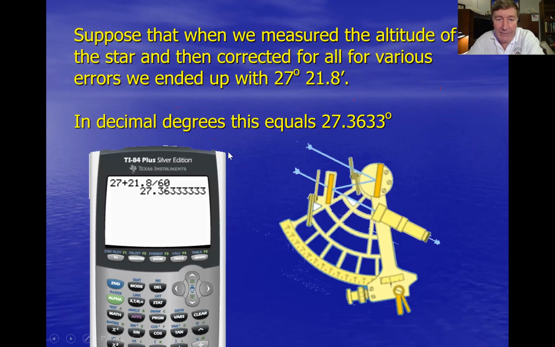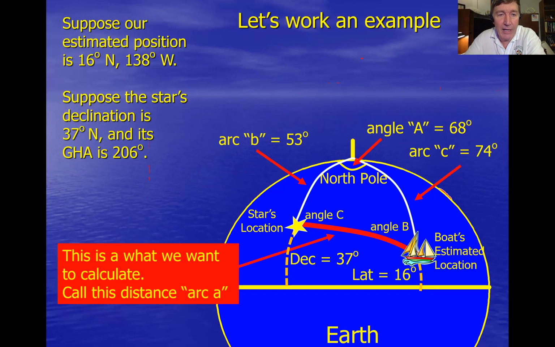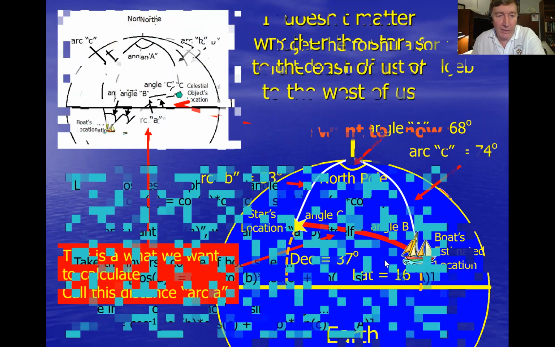So let's do a little bit of math here. Let's take these numbers that I put in here, get out our calculators, and see if we can calculate the fictitious distance. I'm going to use the numbers you see on your screen. I'm going to assume that our estimated position is 16 degrees north, 138 west. The star's geographic position is 37 degrees north and 206 degrees west. Let's get the nautical triangle out and do some calculations.